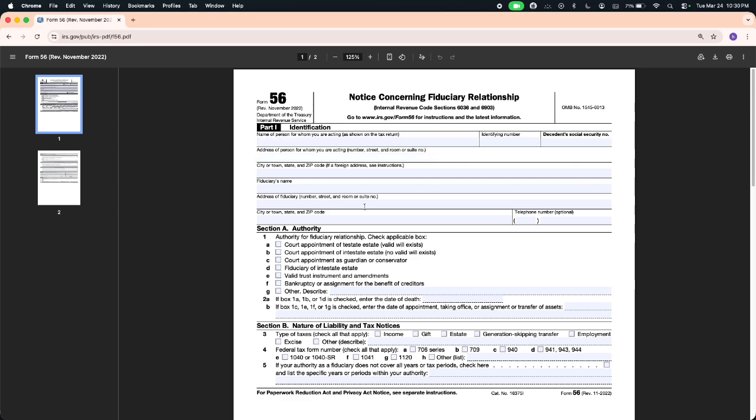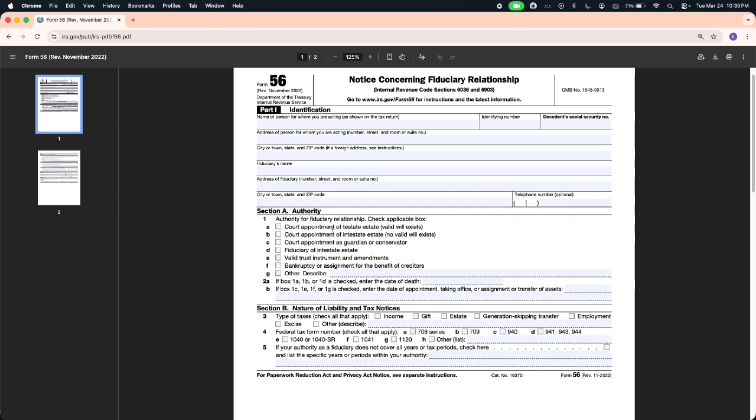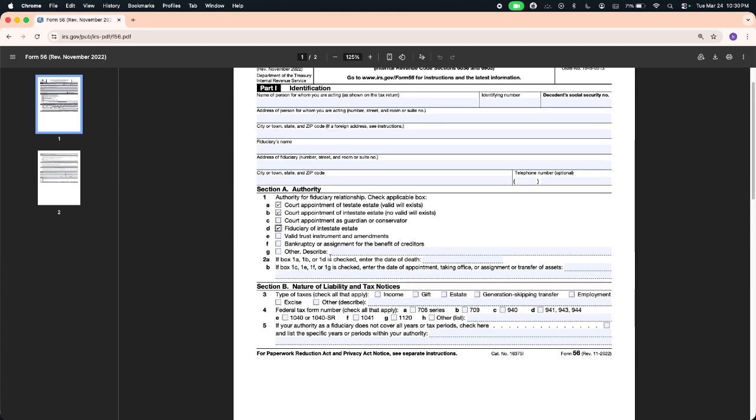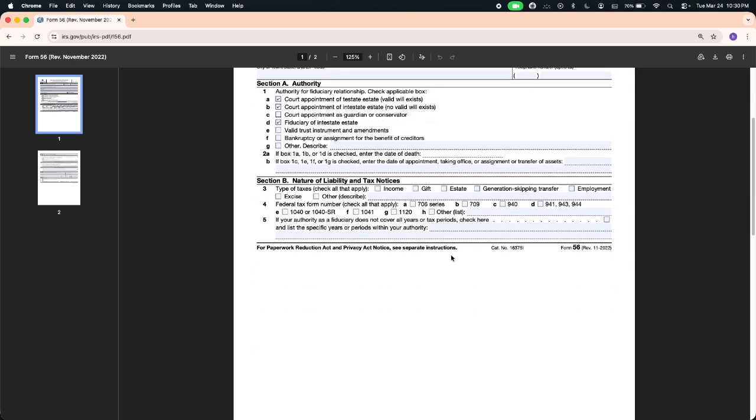Next, go to Section A. This part explains why the fiduciary relationship exists. Check the box that matches the reason, such as court appointment, a trust, bankruptcy, or another authority. And then after that, enter the correct date. Depending on the situation, this could be the date of death or the date of appointment or transfer of assets. Then move to Section B.